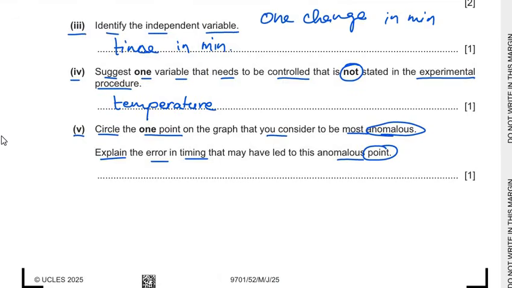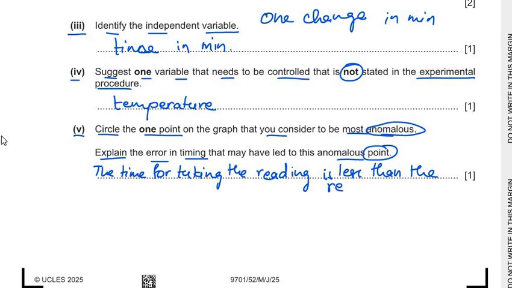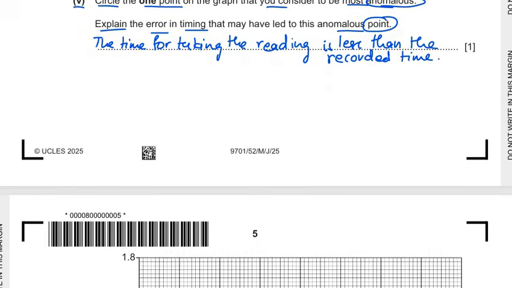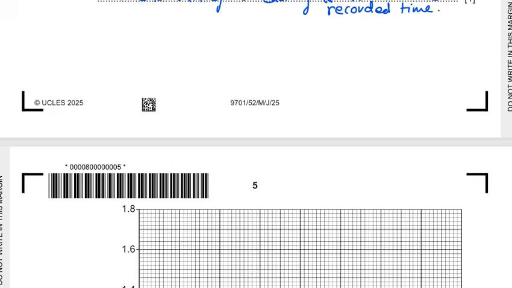So we can write the reason that the time for taking the reading is less than the recorded time or the actual time measured. Yeah, that can be the reason, because the mass of the ethane dioic acid adsorbed is less.